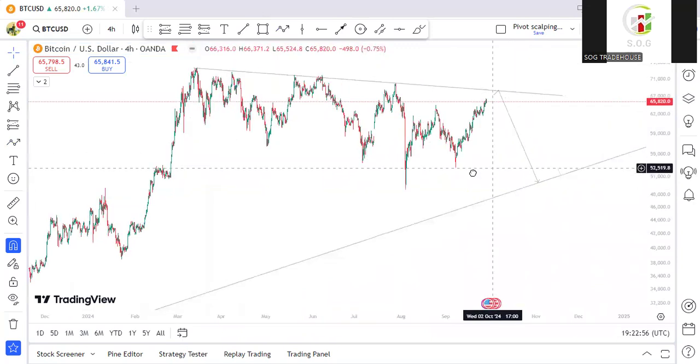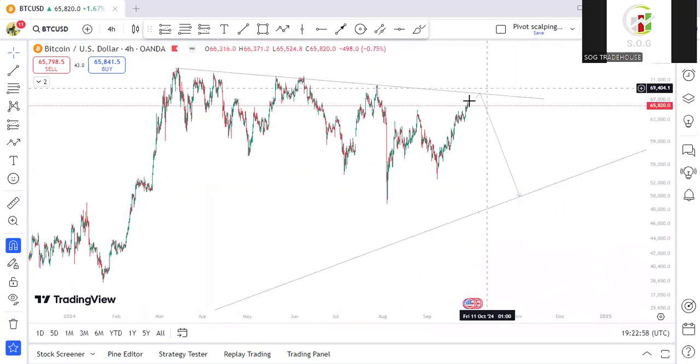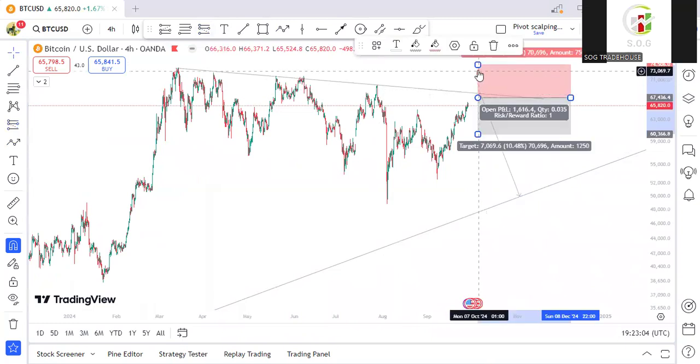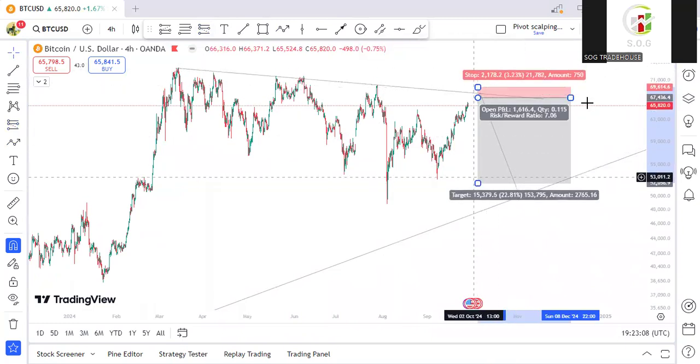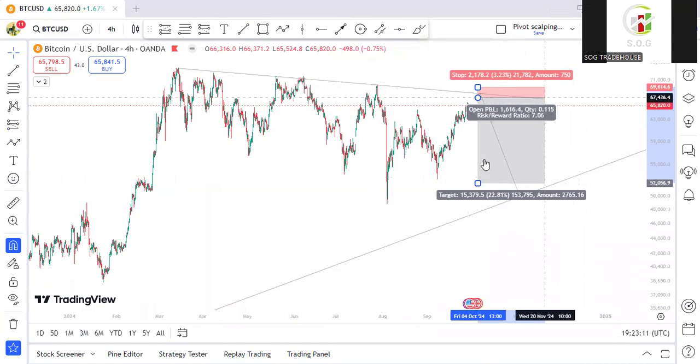So on BTCUSD, we just have to wait for the market to respect this trend line and continue with the sell move down to this trend line. So I'll put the short position here and keep eyes on BTCUSD.